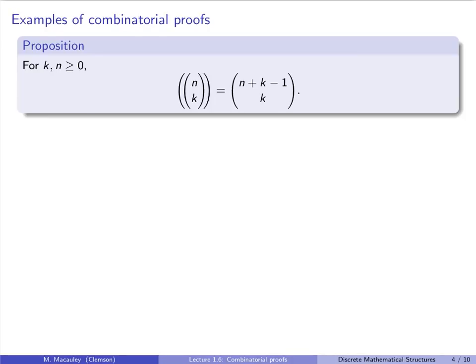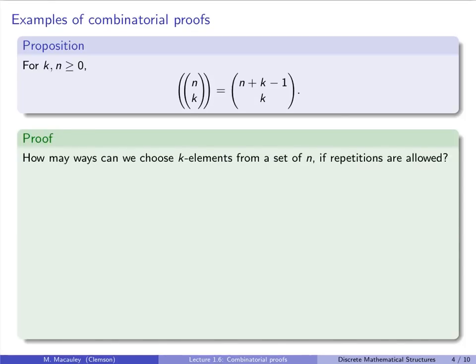Okay, here's the third proposition. Here k and n are at least zero. There's no restriction on which of k or n is bigger. N multi-choose k is equal to n plus k minus 1 choose k. Now remember that we just saw this recently in a previous lecture, so I'm not going to spend too much time on this, but I did say in this lecture that I would start out by reviewing some of the combinatorial proofs that we've seen and use that to motivate some of the new ones.